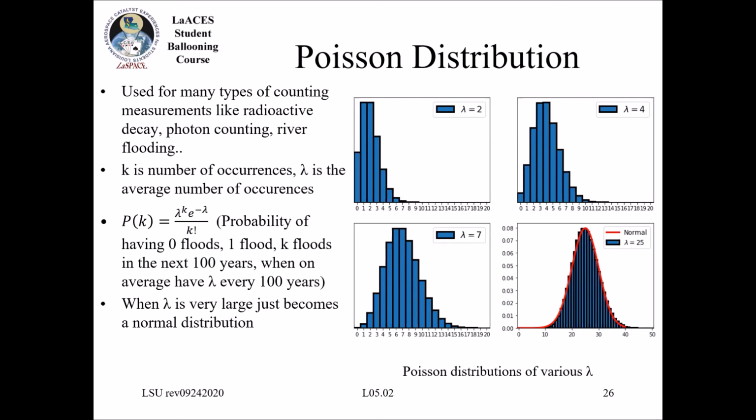You'll encounter this if you're measuring the number of radioactive decays happening, or if you're counting individual photons from astrophysical processes, like photons from a particular star. But it also applies to, for example, river flooding. If there's a certain number of floods every 100 years, what's the chance I get one flood in the next 100 years, 2 floods, etc.?